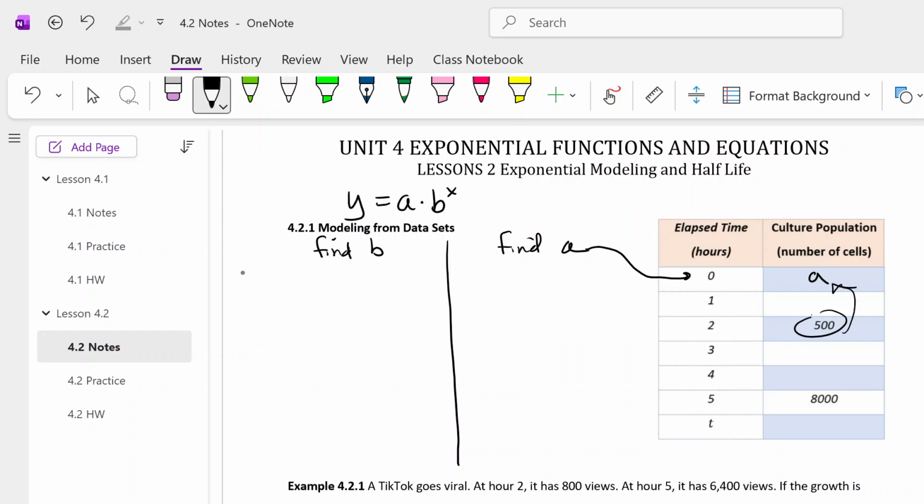So for growth factor, let's keep it simple and do an is over was. The population is 8,000 at some point, and it was 500. So we divide these and get 16. But this growth of 16 is happening every 3 hours. Notice we're going from 2 hours all the way to 5. So we need to know what happens in between at 3 hours, 4 hours, or back at 1 hour, and more importantly, back at 0 hours.